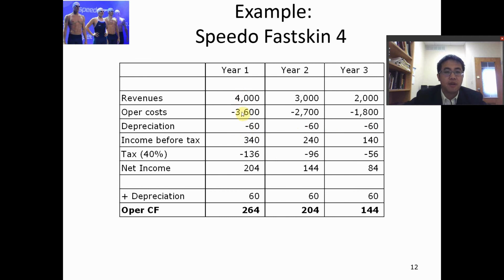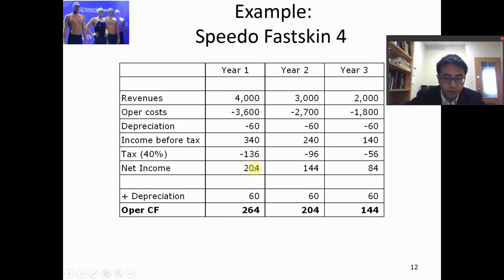Based on the revenue, cost, and depreciation, 4,000 minus 3,600 minus 60, you would have an income before tax. So this is your earnings before interest and taxes. Based on this, 340 is your taxable income, and this is multiplied by the 40% tax rate. So you will figure out the tax you're going to pay is $136 for year 1, and then you find the net income, which is 340 minus 136.